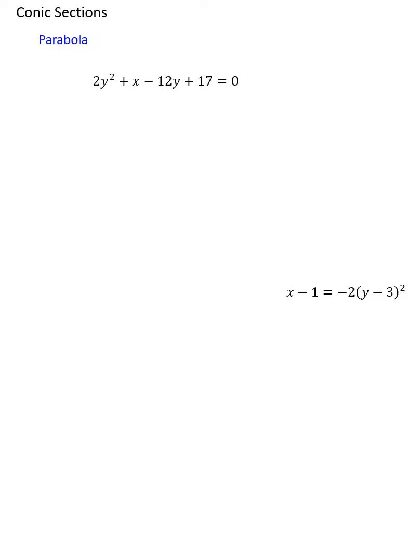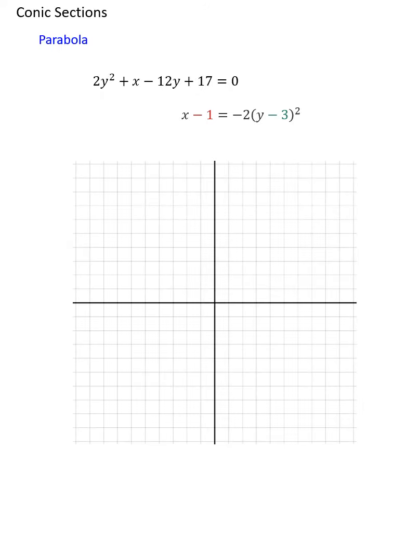And now that I have my equation in this format, I'm in a much better position to graph this parabola than I was in the beginning. So now, just by looking, I can see that the vertex is going to be 1, 3, and because the number in front of the completed square is negative, I'm going to have a leftward parabola, per the discoveries we discussed earlier.